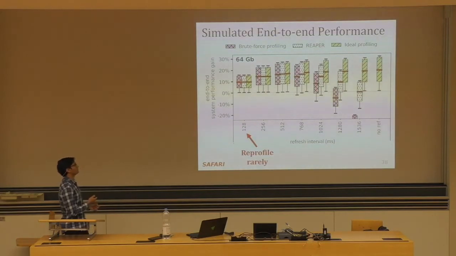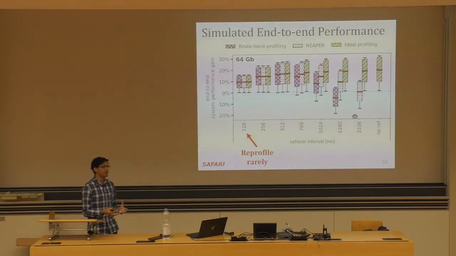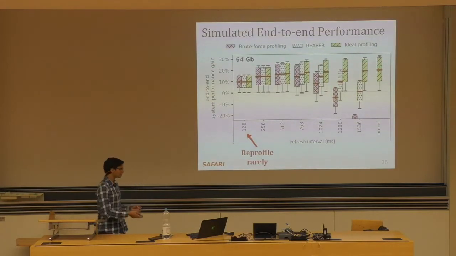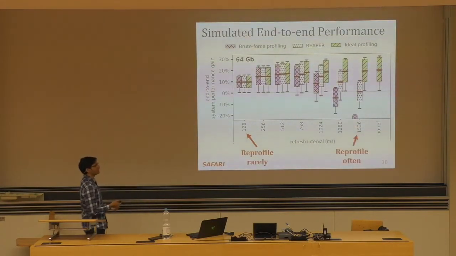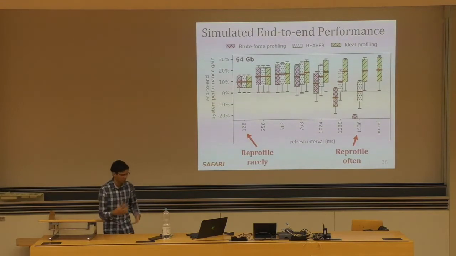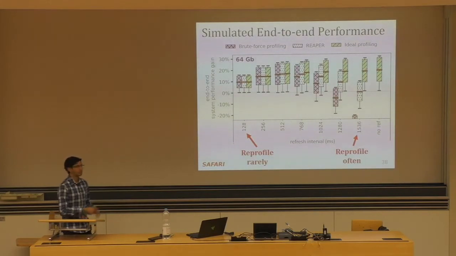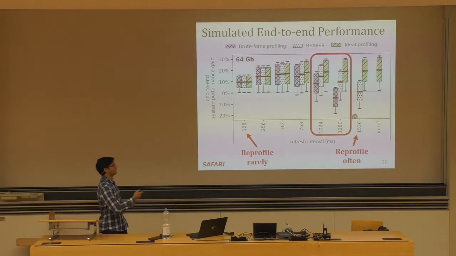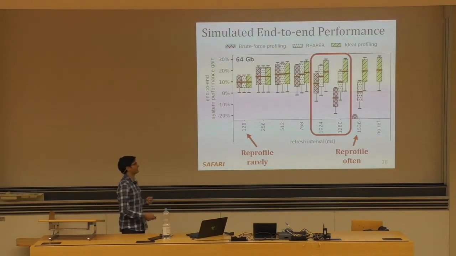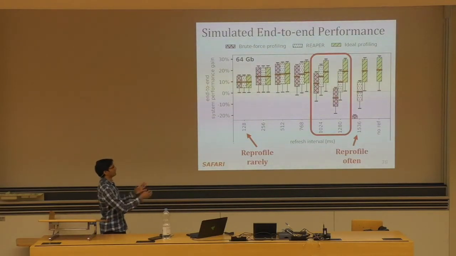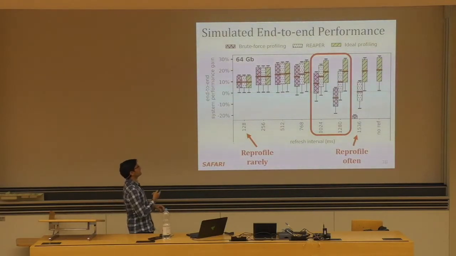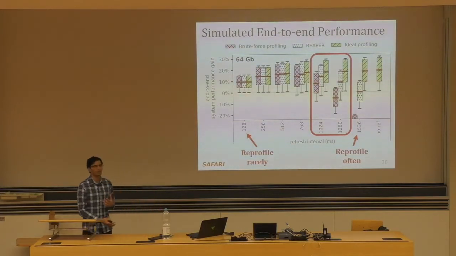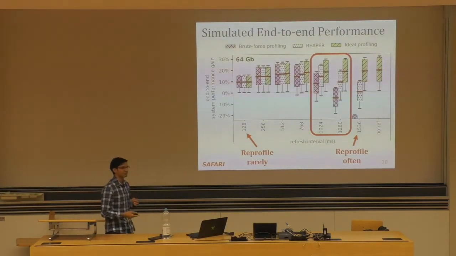And we see that both brute force profiling and REAPER maintain a significant amount of the benefit of the ideal profiling mechanism. On the opposite extreme, at a very high refresh interval, we have so many errors that we're constantly profiling, and this adds so much overhead that we actually get negative performance gains, right? The performance suffers significantly. If instead we focus on some regime in the middle, say a refresh interval of 1024 or 1280 milliseconds, we see that both mechanisms manage to get some sort of performance benefit, but it begins diminishing. And in both of these cases, REAPER maintains much more of the ideal profiling benefit than the previous best profiling mechanism is able to.